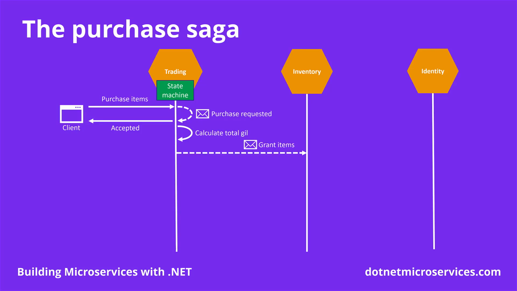to grant the requested items to the specified user. Notice this is an asynchronous message, not a REST API call. After sending the message, the purchase state machine switches to the accepted state. Once inventory is done granting the items to the user's inventory bag, it publishes an items granted event, which trading is subscribed to.